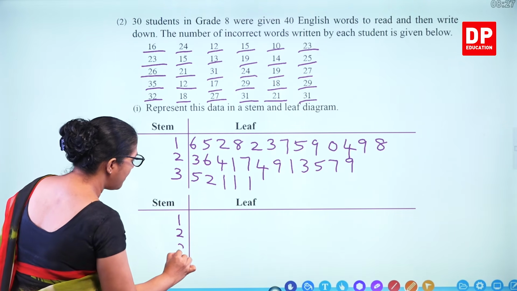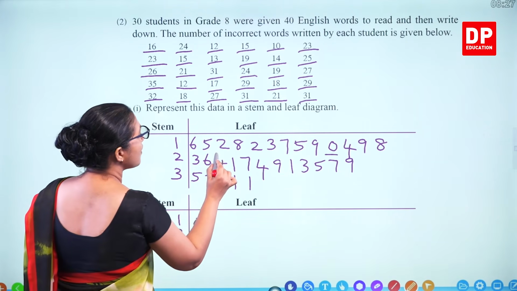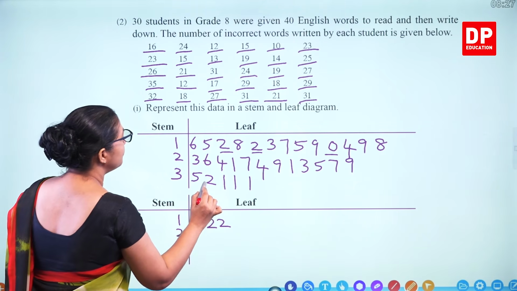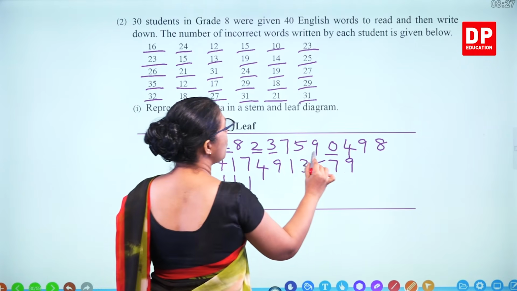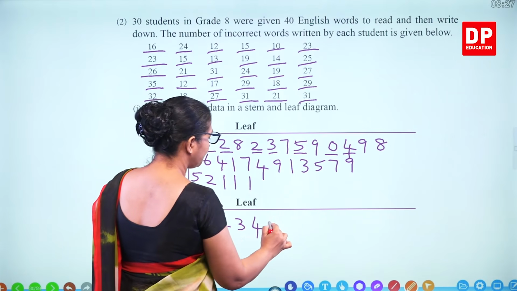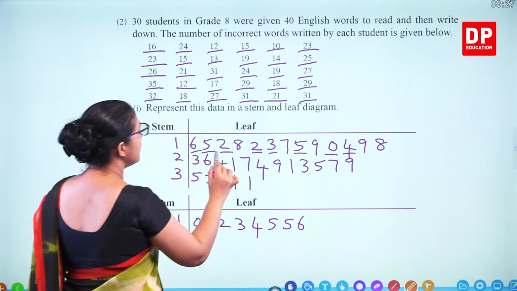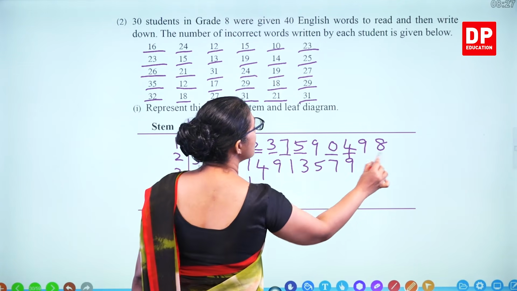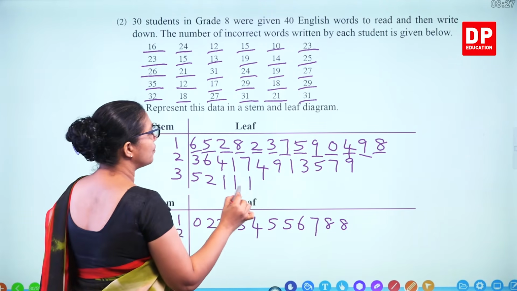So 1, 2, 3. So we'll arrange this starting from 0. Then I see 2s. 1, 2. Then 3. How many 4s? 1s. 5, 1, 2. Twice. 6, 1. And then 7, 1. 8. Twice. 9, 2. Twice.